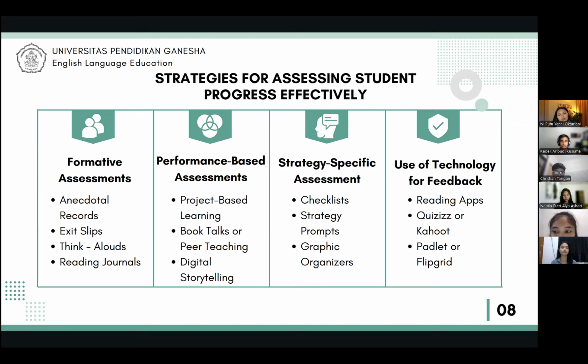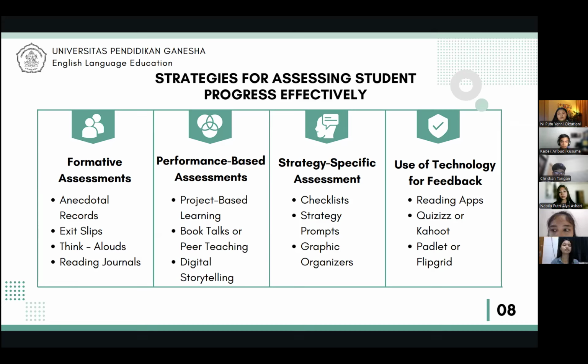The second one is a strategy prompt such as, what question did you ask yourself while reading this part? And the last one is to provide graphic organizers, like story maps or sequencing charts, to help students show their thinking clearly. Okay, and the last one is use of technology for feedback.